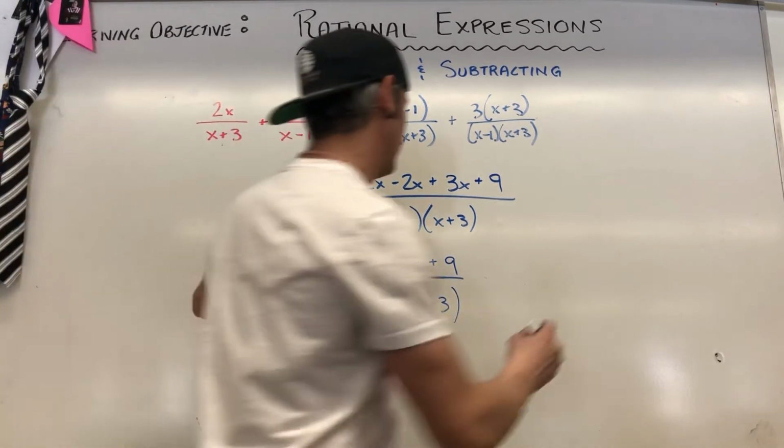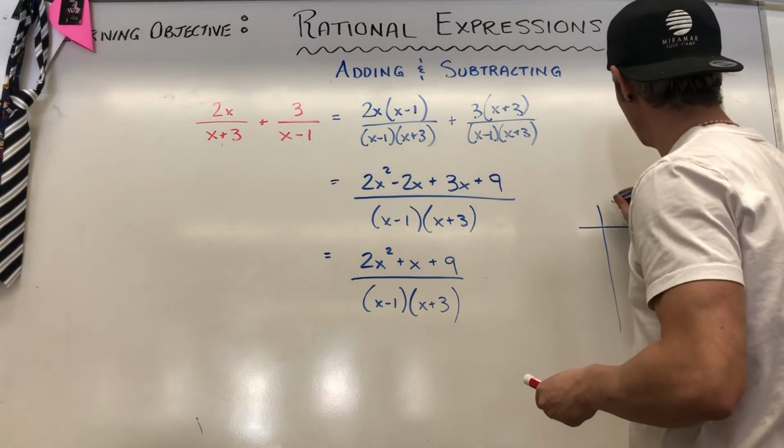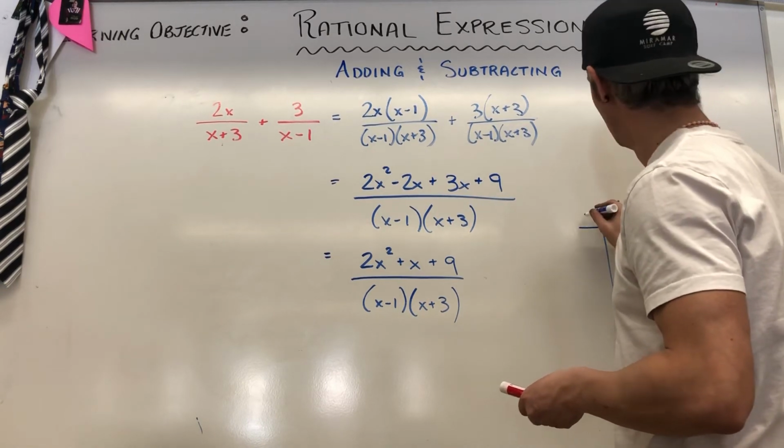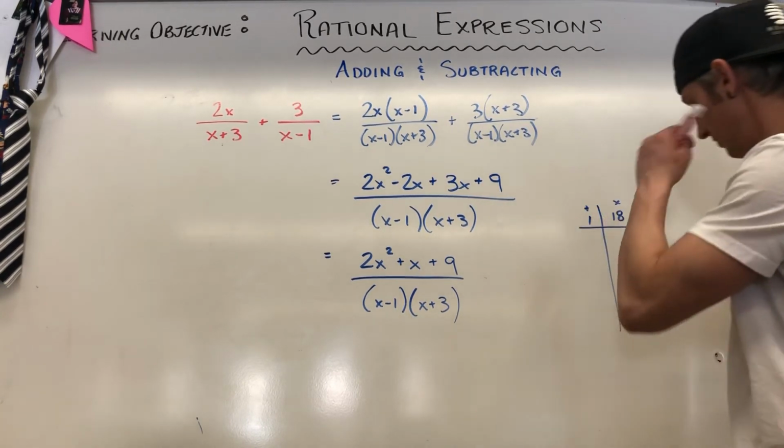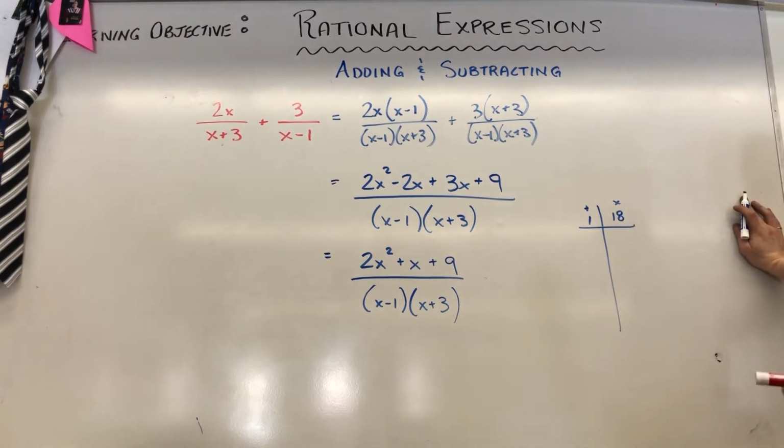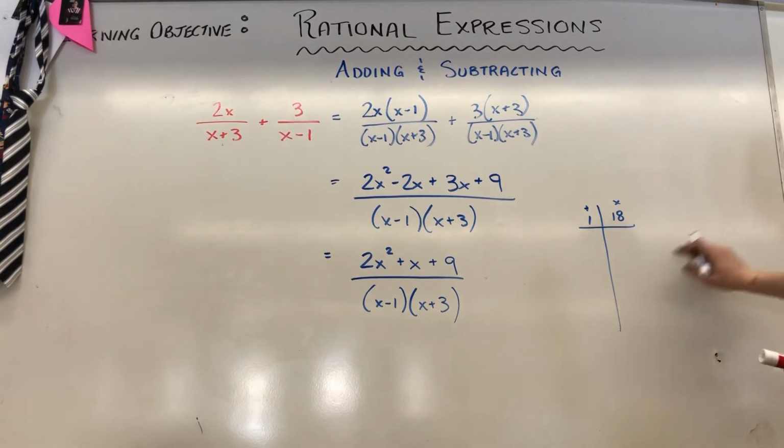I'm trying to figure out if I could do decomposition here. 2 times 9 is 18 and adds to 1. Are there any two numbers that multiply to 18? 6 times 3 is 18. That's not going to work. 18 divided by 4, no. 18 divided by 5, divided by 6, 7, 9. No, so I can't solve this one with decomposition.